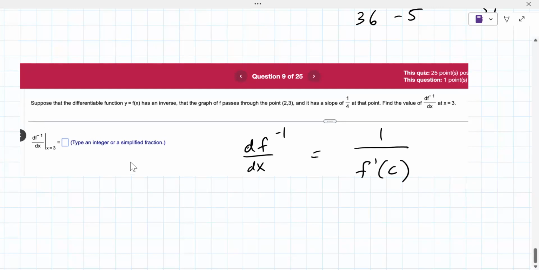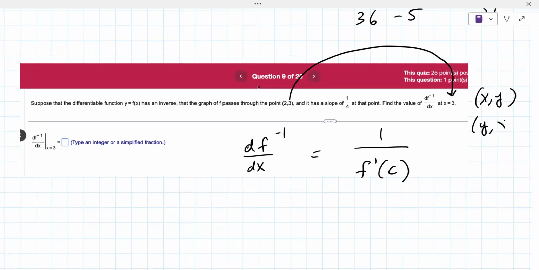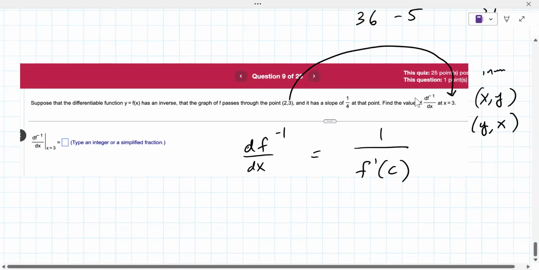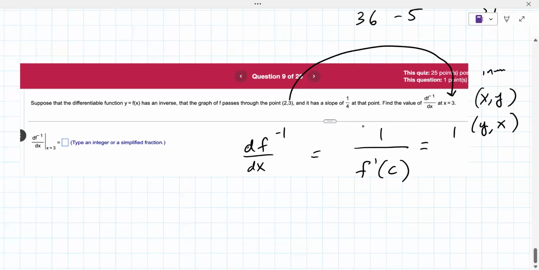In this problem, they say that the function has an inverse. The graph passes through the point 2, 3. So see how this 3 matches with this 3. Remember, the inverse switches the x's and y's. But essentially, you need the derivative at that point, and they tell you the derivative at that point is 1/4. So this one becomes 1 over 1/4, which is 4.